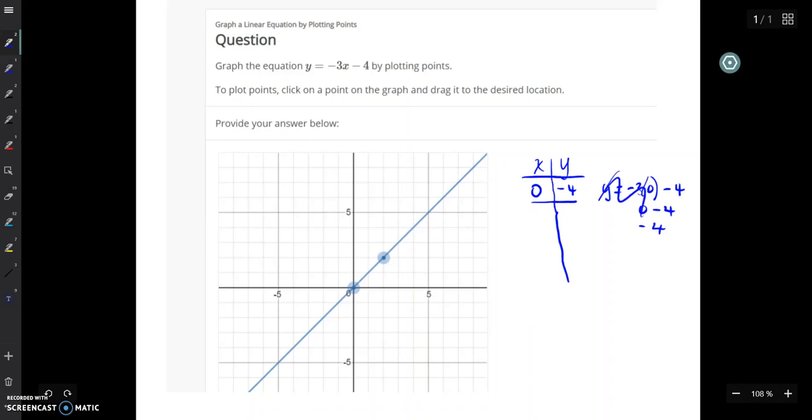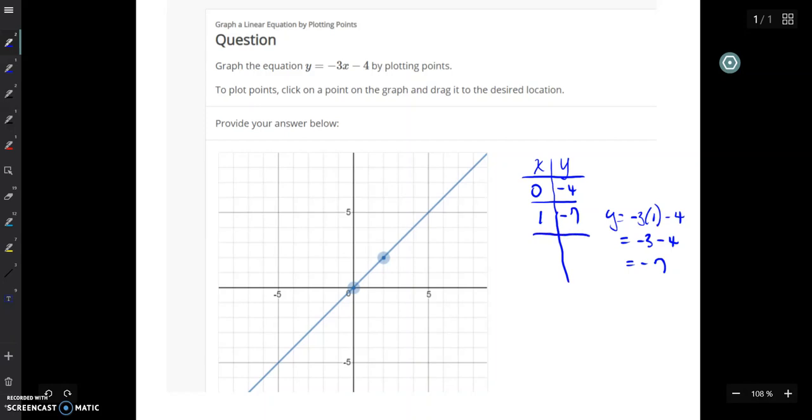Now we need 2 points to draw a line, so let's pick a second value of x. Remember, anything we want, so let's let x equal 1, and plug that in. Alright, so we have y is equal to negative 3 times 1 minus 4. It's going to be negative 3 minus 4, which is negative 7. So when x is 1, y is negative 7.